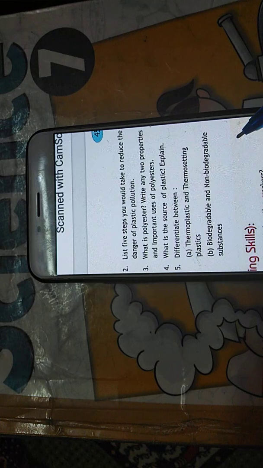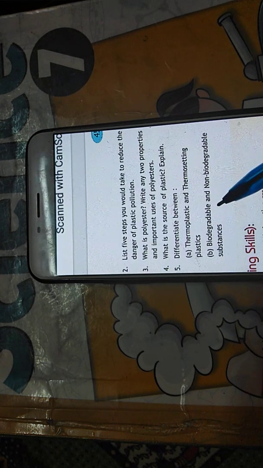Part B: difference between biodegradable and non-biodegradable waste. In the first point, same as above, you have to write their definition. In the second point, you can write that biodegradable substances do not cause pollution, whereas non-biodegradable waste causes air pollution or soil pollution. In the third, you can write their examples.